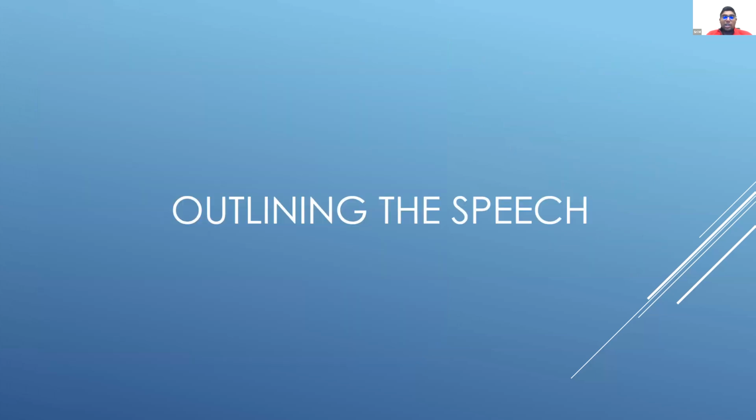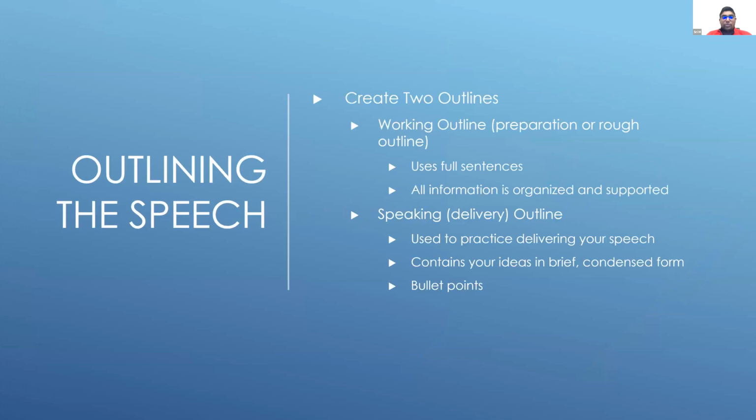So coming on to how to outline your speech. When you're outlining your speech, I recommend creating 2 outlines. One would be a working outline. This is your preparation or your rough outline. This can be your brainstorming and your word association. Then you make full sentences and you create your entire speech.